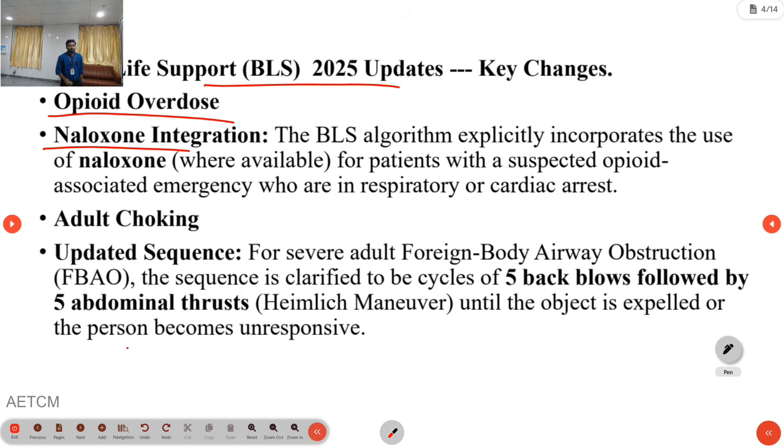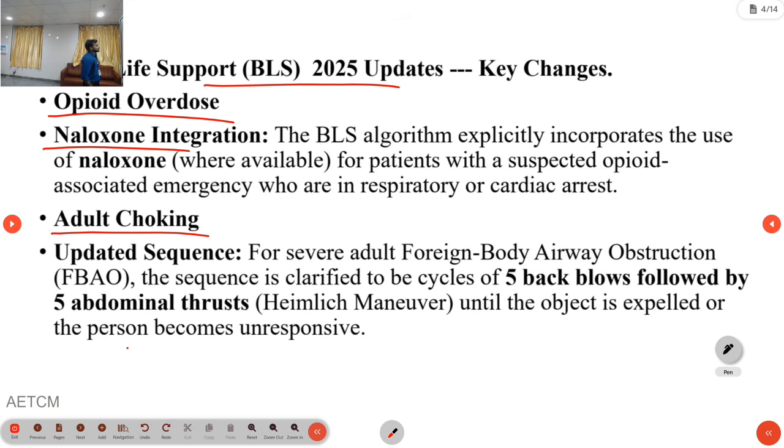So if you have opioid toxicity and the patient is in cardiac arrest because of the opioid overdose, we can go for naloxone administration. AHA is suggesting that you give naloxone to the patient and make this naloxone accessible to the public, so that even lay persons can use it, so that we can reduce the fatalities of patients with opioid toxicity and cardiac arrest.